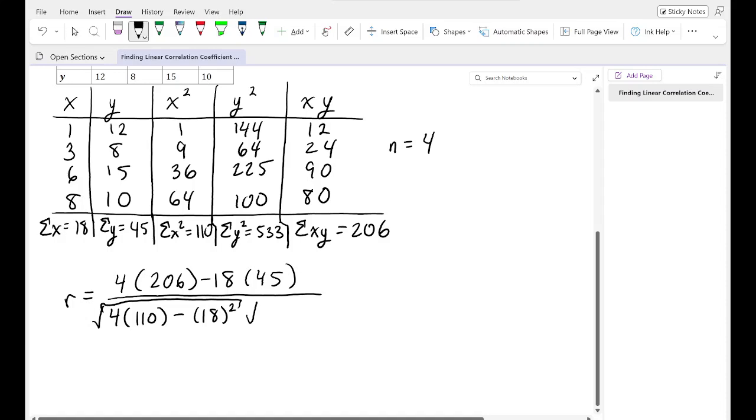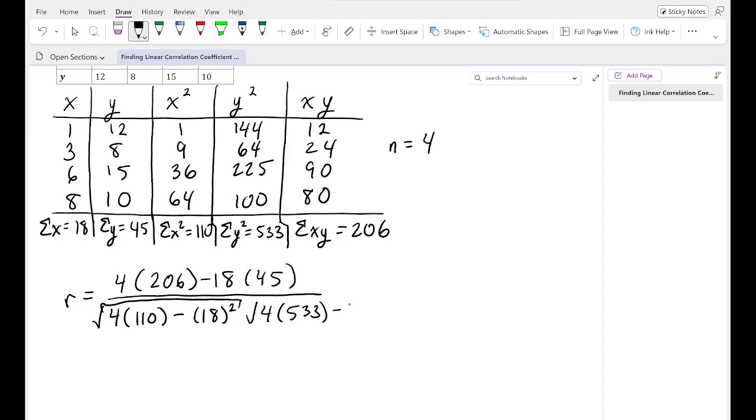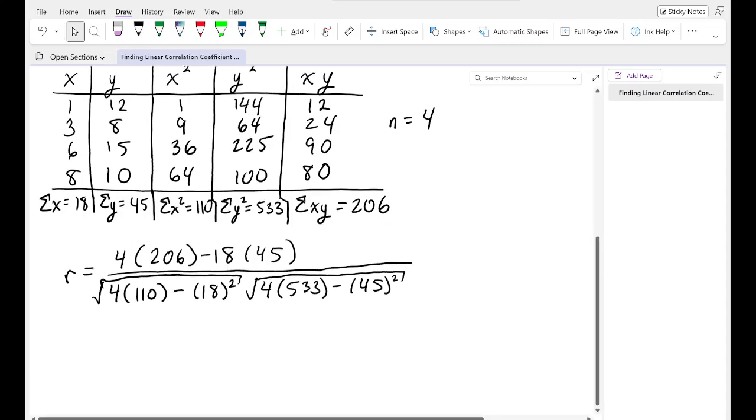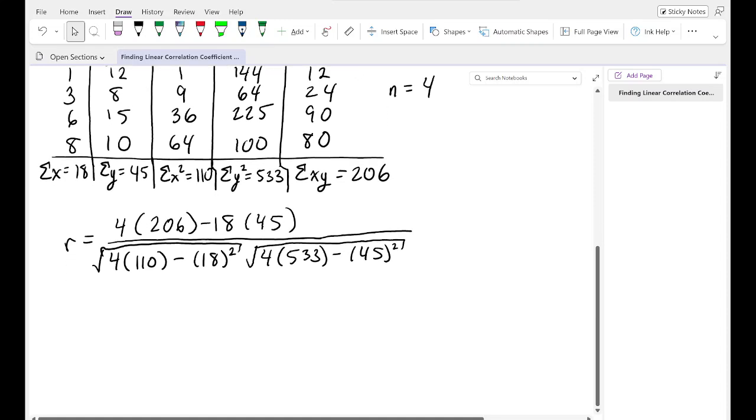Then we're going to multiply it by the next part, which is the square root of 4 times 533 minus 45 squared. And that's the sum of y's, all squared. So there's your formula, all set up and ready to go.